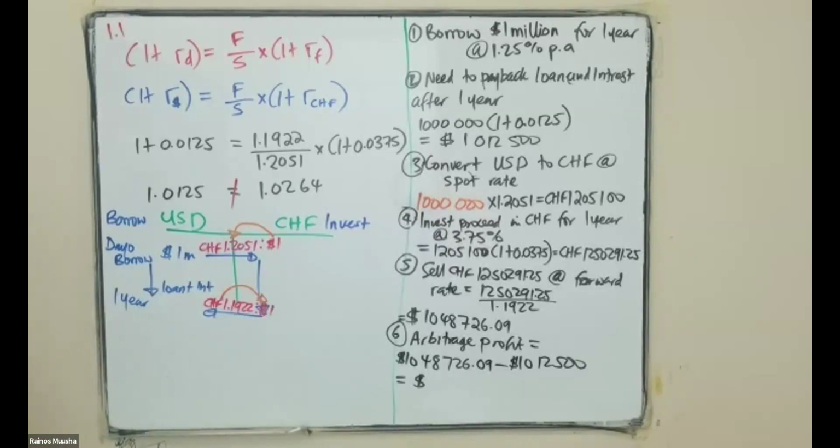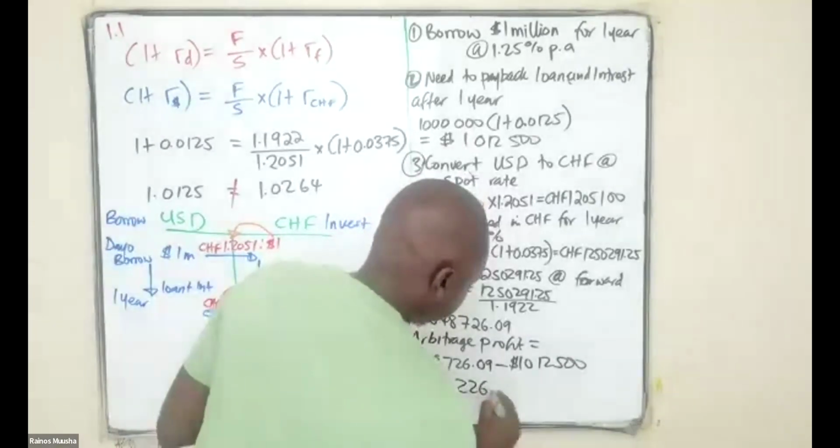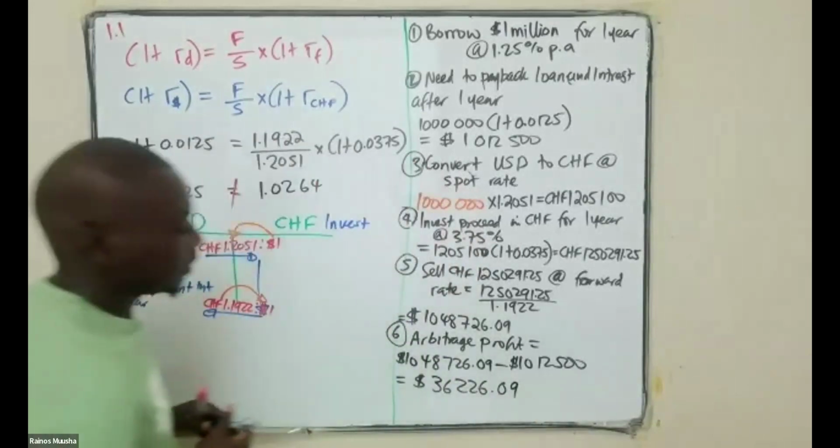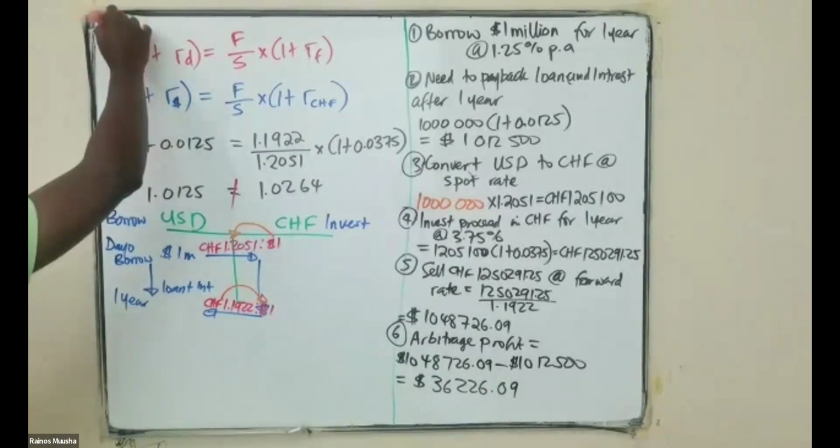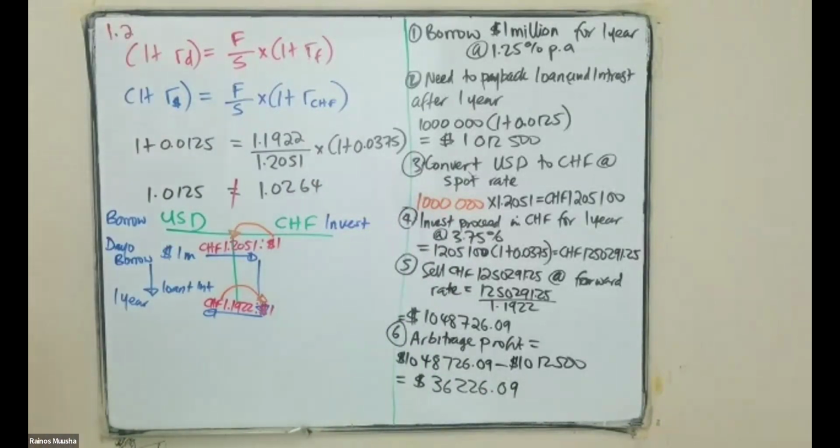How much do you end up with? We end up with 36,226.09. Are we on the same page? Any questions? Is there any questions or anyone lost? Now we are arriving at the final answer.